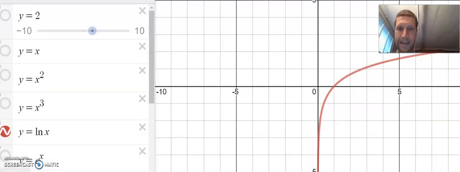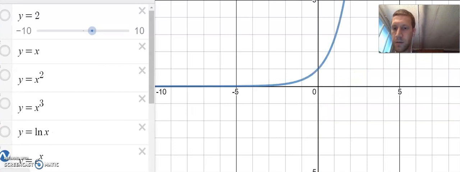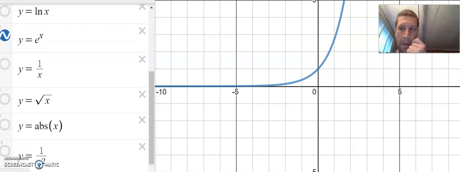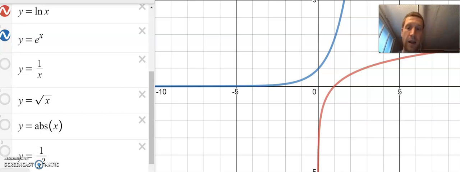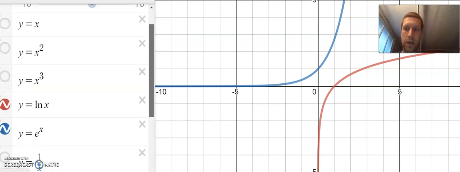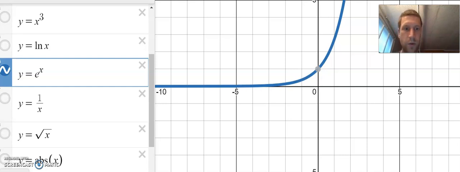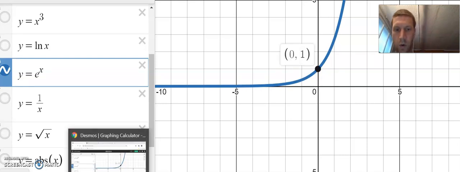Okay, now let's do e to the x. We'll learn later in the year, these are actually inverses of each other, which means that they are reflected over that line y equals x. We already talked about y equals x, right? So these are reflections over that diagonal line y equals x, and they are inverses of each other. So y equals e to the x. Looks like this one has a y-intercept of (0, 1).